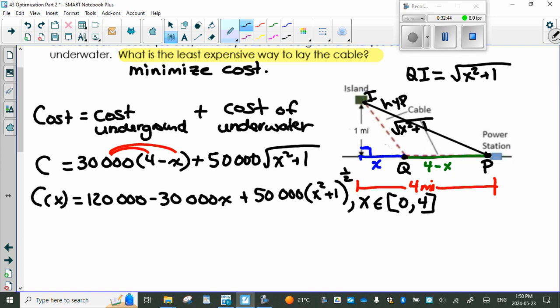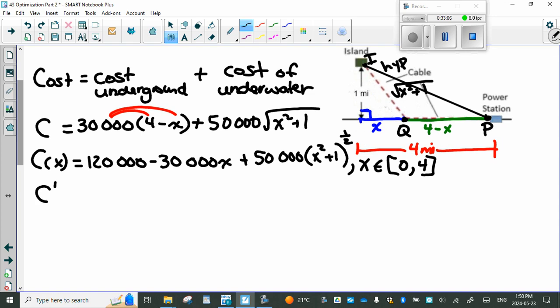We've got the interval. So now that we have an interval problem, the way you solve one of those max or mins is you find c prime at x, find your critical number, test it in the original, test your endpoints in the original, and see which one gives you the minimum cost. All right, so that's our plan. So we're going to find c prime at x.